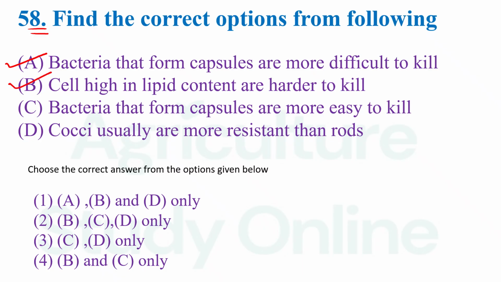So high lipid content means, for example, mycobacterium. They are more resistant to heat, to chemicals, because lipids are rich in cell walls and can act as a barrier. Bacteria that form capsules are more easy to kill. This is incorrect and just the opposite of A. D. Cocci usually are more resistant than rods. This is true because cocci show higher resistance than the vegetative rods. So over here our correct option is A, B and D. Option number 1 is our correct option.